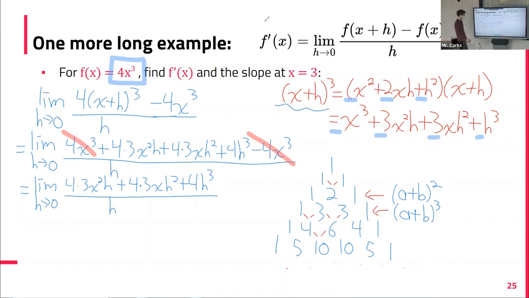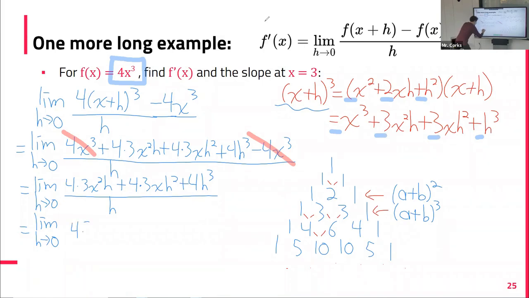Okay, but we don't have a 4h on the bottom. We just have an h on the bottom. So I'm going to leave the 4s in there separately, and we'll see why I'm doing that in a bit. So limit. We'll take out the common factor of h. I'm not going to write it in 2 steps. I'll just do it in 1. So what is our new next line here?